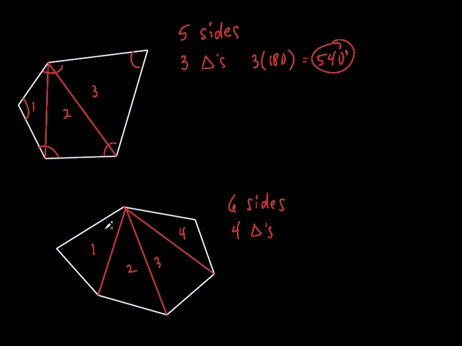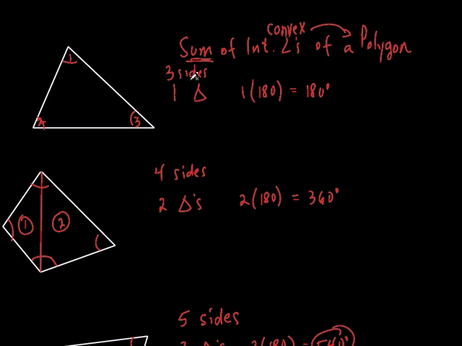And how do I find out the sum of all the interior angles of this convex polygon? I take 4 times 180, and that's going to give me 720 degrees. And so if I have a 6-sided figure, if I add up all 6 of those angles, it doesn't matter the shape of this thing at all. As long as it's a convex polygon, if I added up the interior angles of this convex polygon, I'm going to get 720 degrees. Let's go back up here and see if we can develop a little pattern.